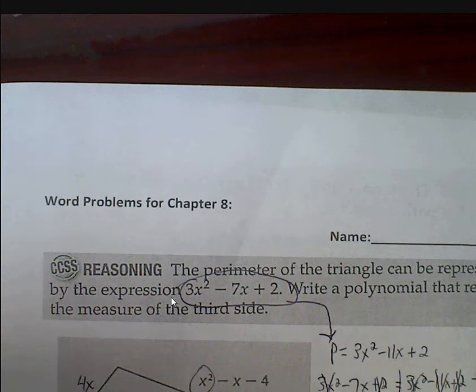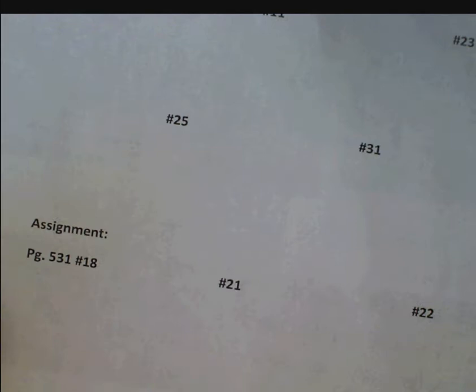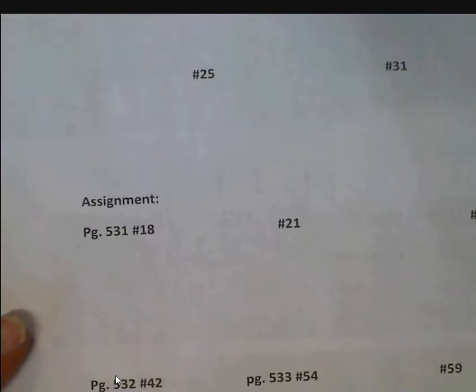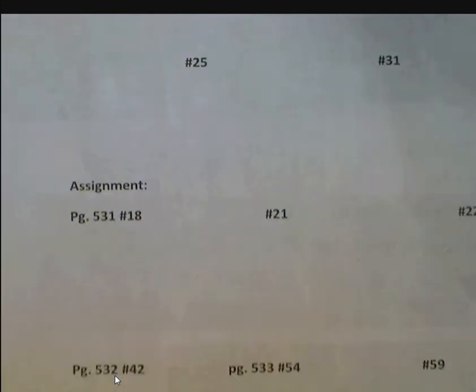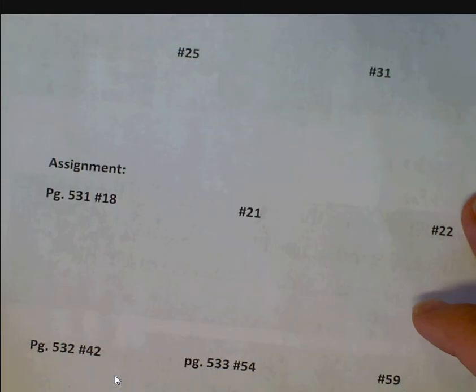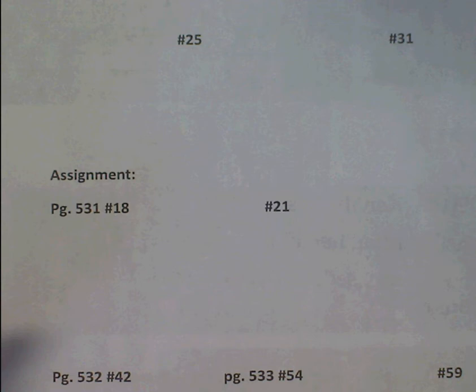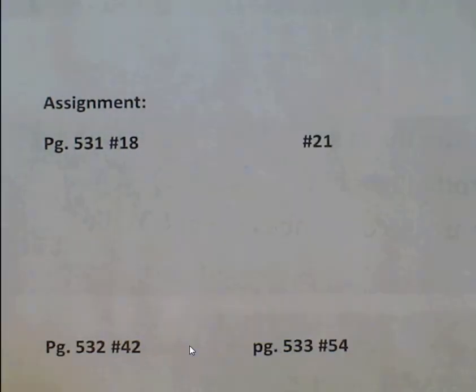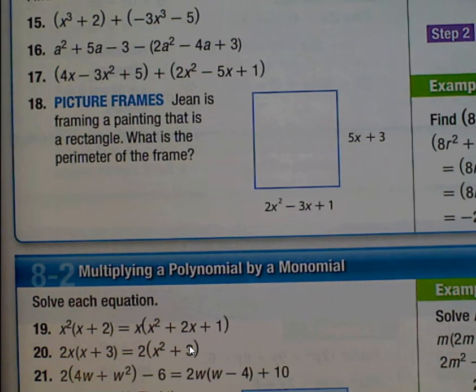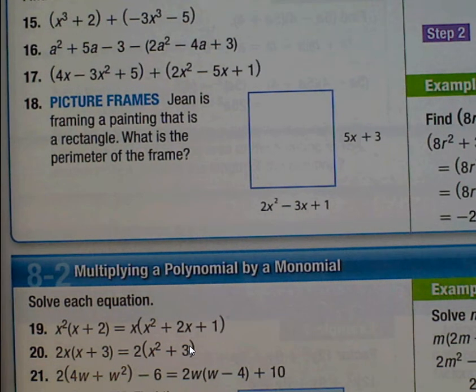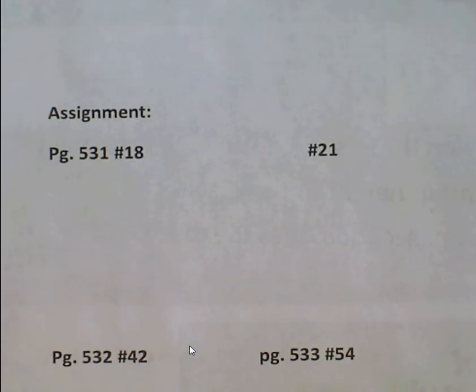Okay, we are on word problems for chapter 8, assignment. So we got page 531, number 18. Jean is framing a painting that is a rectangle. What is the perimeter of the frame?